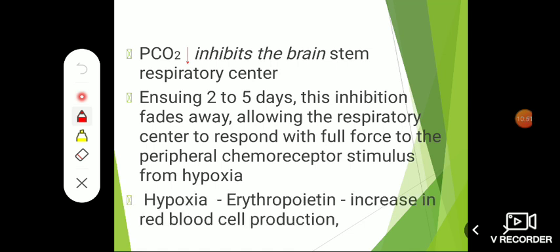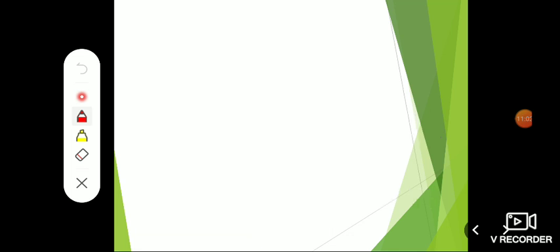If you have gone through the erythropoiesis process, there is a hormone called erythropoietin. If it is stimulated in response to hypoxia, this will lead to increased production of RBCs, and ultimately in that process the hemoglobin count rises.